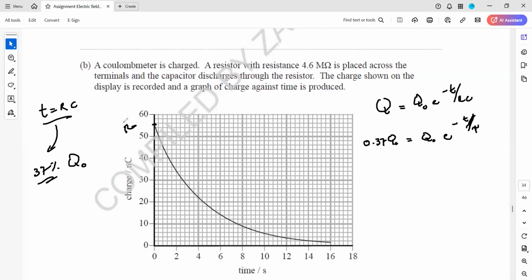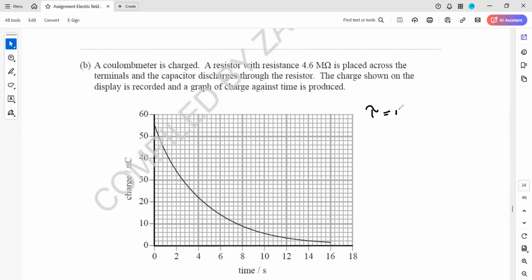Say this value is 56. So what is 37% of 56? You divide by 100 and multiply by 37. Using this, you will have the time it takes to reach 37% of its original value. First, you can work out this time constant. If you don't want to use the whole formula, you can use the time constant, which is the time for the charge to fall to 37% of the original value when discharging.